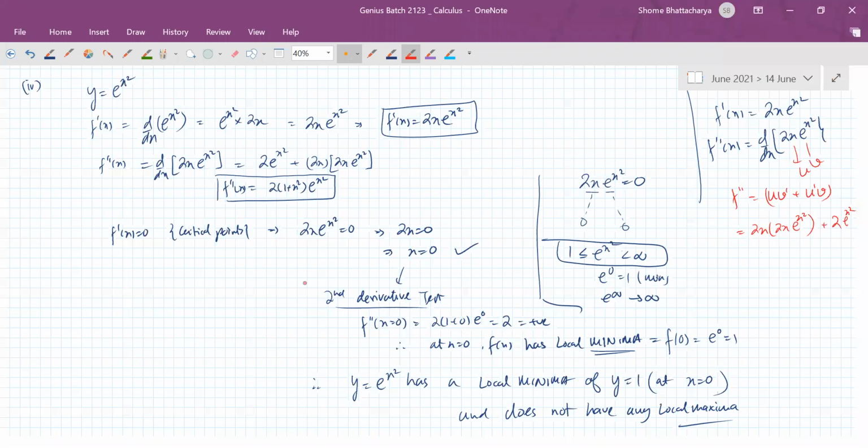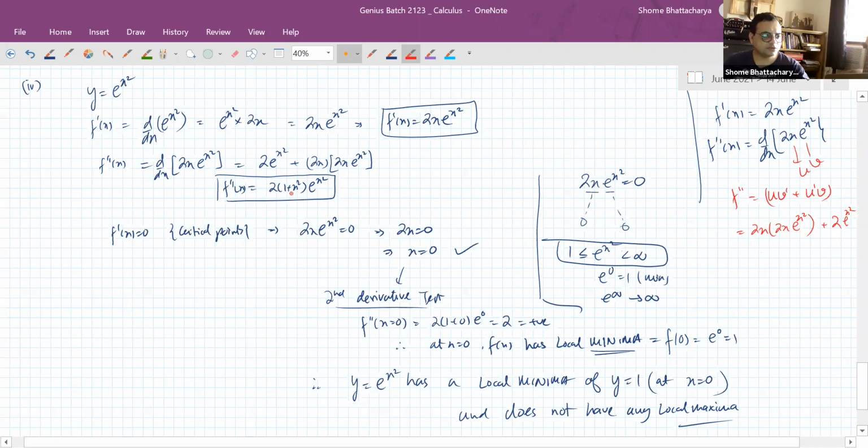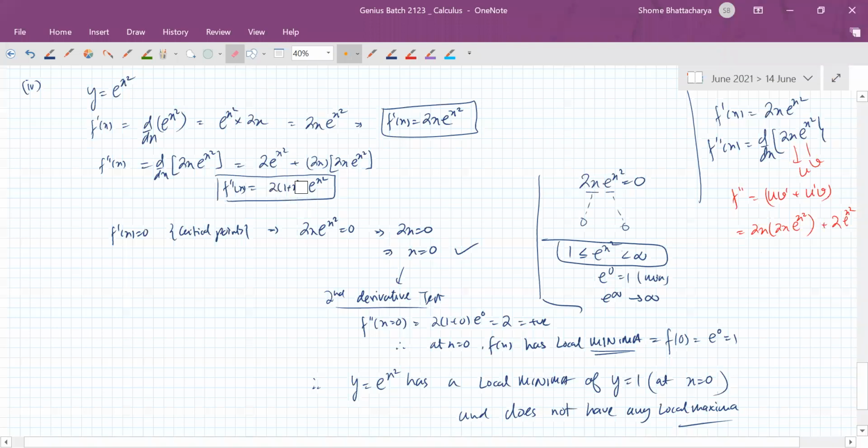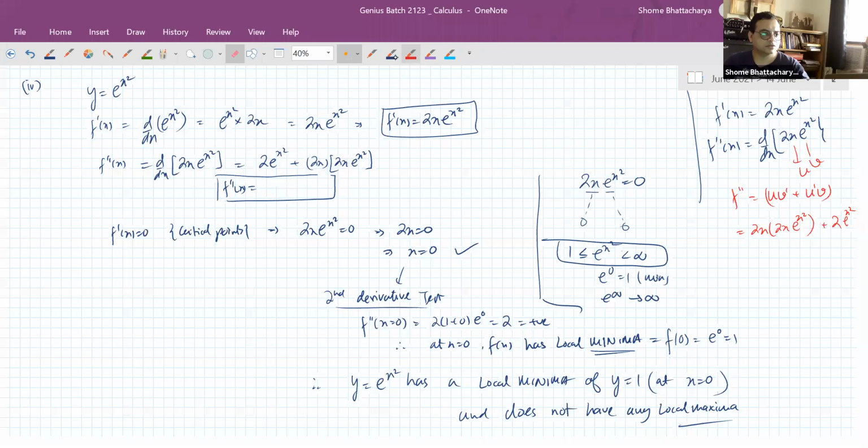Got it, sir. Okay, only thing is I think I made a mistake of value here. There's another 2 here, no? Because it's 2 plus 4. Yes, sir. 4x square plus 2 e raised to power x square. Correct. So it should be like this. But nonetheless, it will not really make a difference to our answer, even here. But just anyhow, just make a note of this correction here.